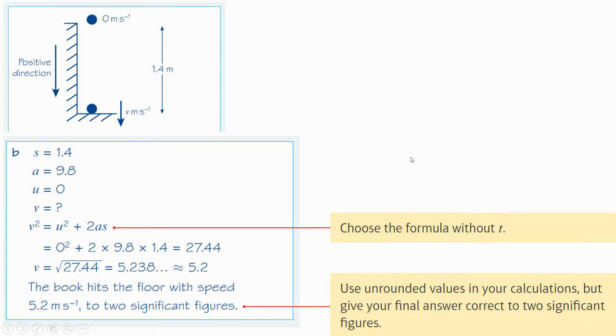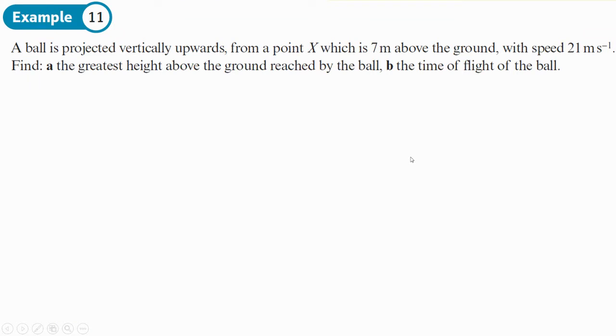Okay. So, next question. Question 11. A ball is projected vertically upwards from point X, which is 7 meters above the ground, with speed 21 meters per second. Find A, the greatest height it reaches, and B, the time of flight. So, time of flight, remember from that terminology, it means how long it is in the air from when it's released from the hand until it hits the floor.